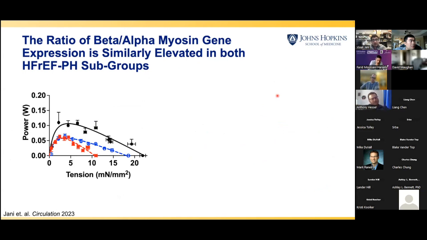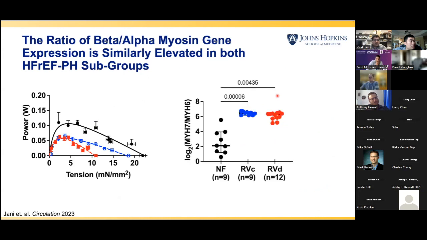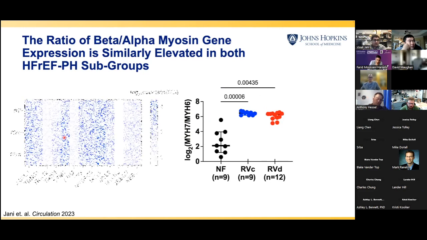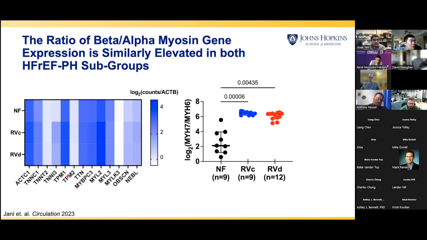And so we did bulk RNA-seq and we quantified the ratio of gene expression of beta myosin, which is MYH7, that's the gene name, to alpha myosin, which is MYH6. And you can see that in both the RV compensated and decompensated patients, there's a clear alpha to beta myosin isoform switch consistent with the equally depressed power in both groups. We then looked at targeted sarcomere proteins just to confirm that these weren't really different, and that's shown on the heat map for a whole host of them right here. But it's safe to say that they're all not different from each other. So really, the only thing that the RNA-seq told us was that a myosin isoform shift is present, and nothing else is really perturbed.